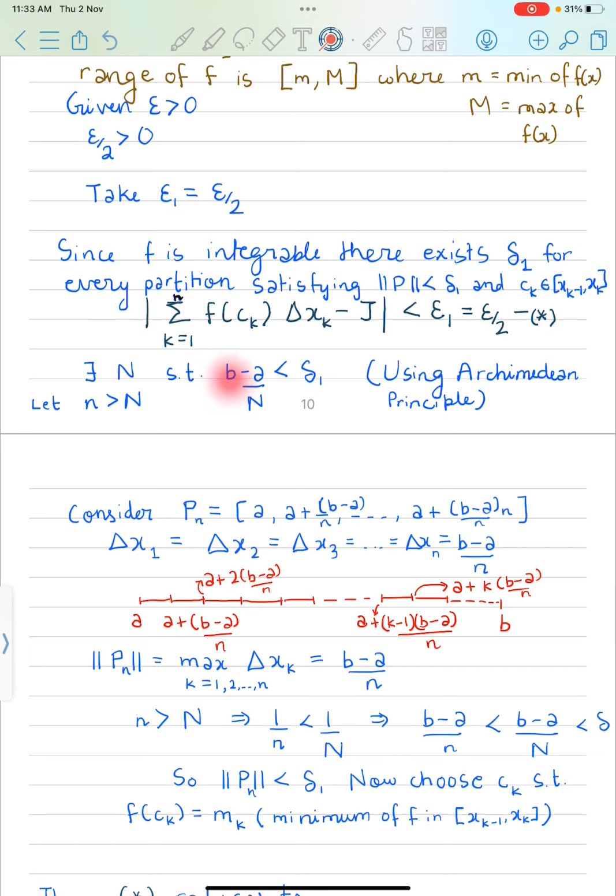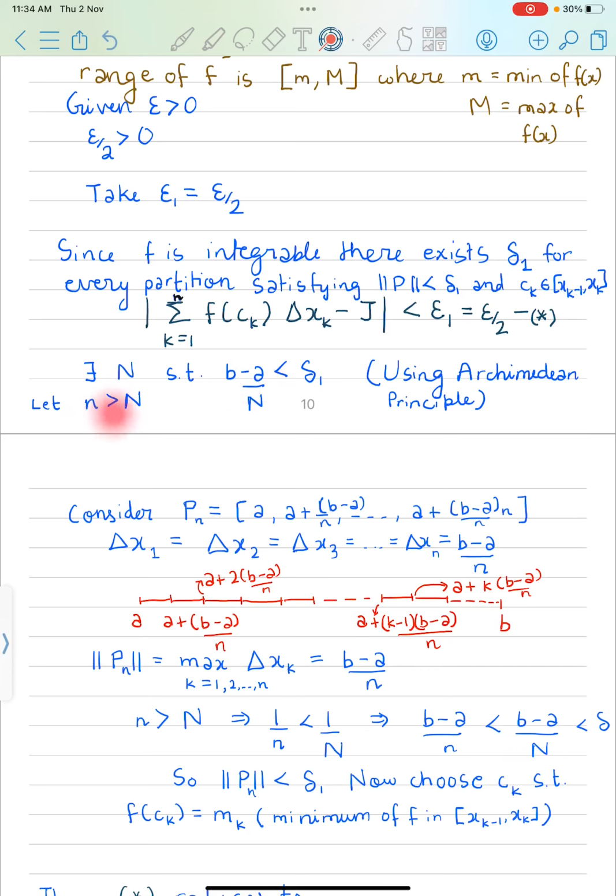Now I am intentionally choosing a natural number n such that b minus a divided by n is less than delta 1. Here I am using the Archimedean principle, or you can also use the fact that the natural numbers are unbounded. That means you can keep increasing n, and certainly after some n this quantity becomes so small that it is less than delta 1. This holds for delta 1 greater than 0. So we have the existence of such a natural number.